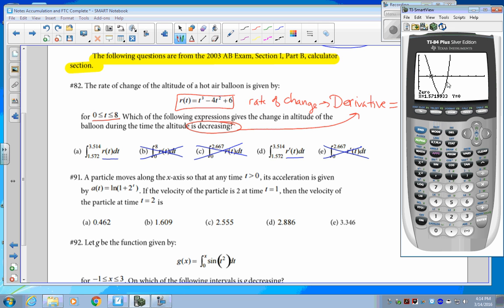The one that's going to give me my change in altitude is A, because this is a derivative that is the rate of change of the altitude. So when I take its antiderivative, it will give me the altitude, or the change in altitude in this particular problem.